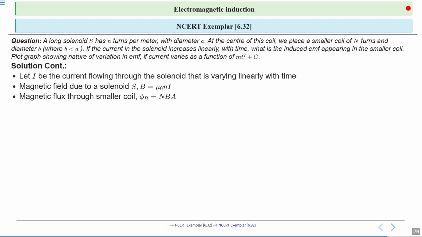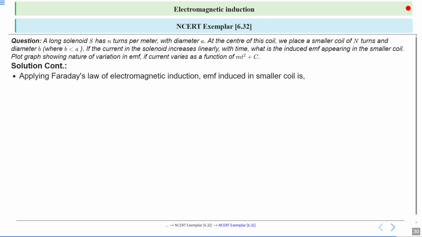So the magnetic flux through the smaller coil will be phi B equal to n into B into A, where n is the number of turns of the smaller coil. B is the magnetic field produced by the larger solenoid, and A is the area of the smaller coil, where A is equal to pi b square. So A is the area of cross section of the smaller coil of n turns. The magnetic field is produced by the long solenoid, not by the smaller coil, because current is flowing in the long solenoid.